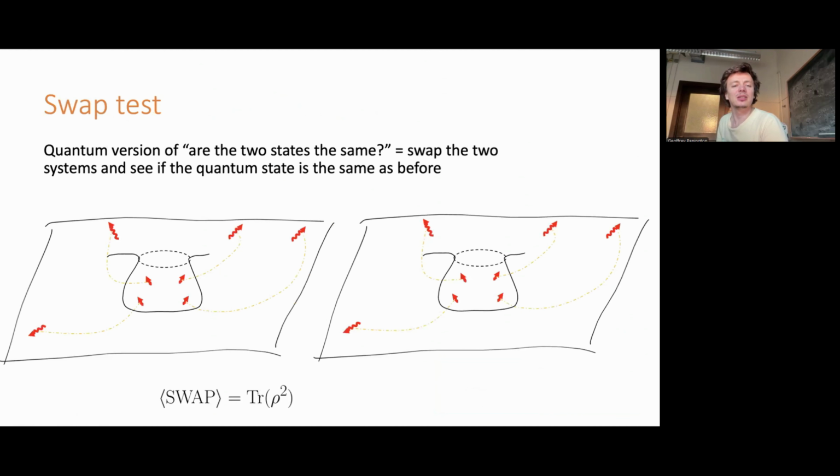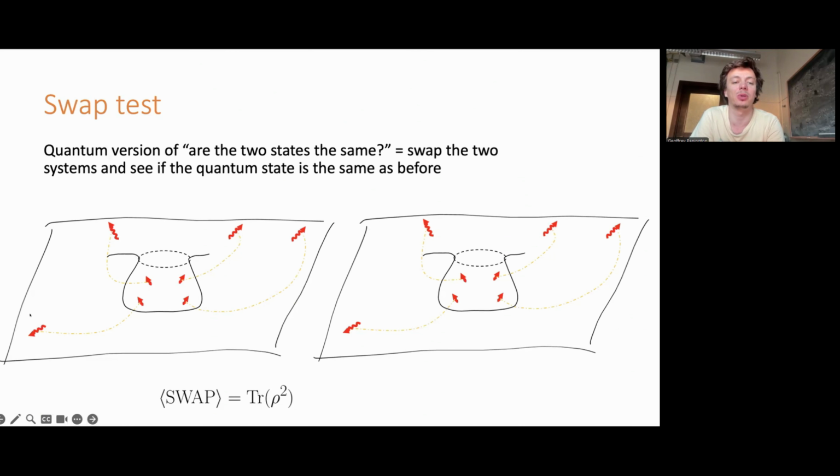Okay. So there's a quantum version of testing to see whether 2 states are the same that's used in quantum information theory. It's called the swap test. And the idea is very simple. You just consider the quantum mechanical operator that takes 2 systems and just swaps them over. So this is some Hermitian operator, so it describes some measurement that you can do. And the expectation value of it is given by the trace of the density matrix for that system squared.